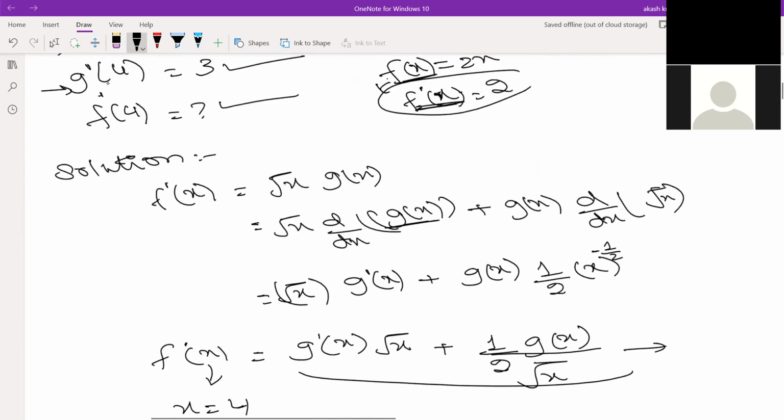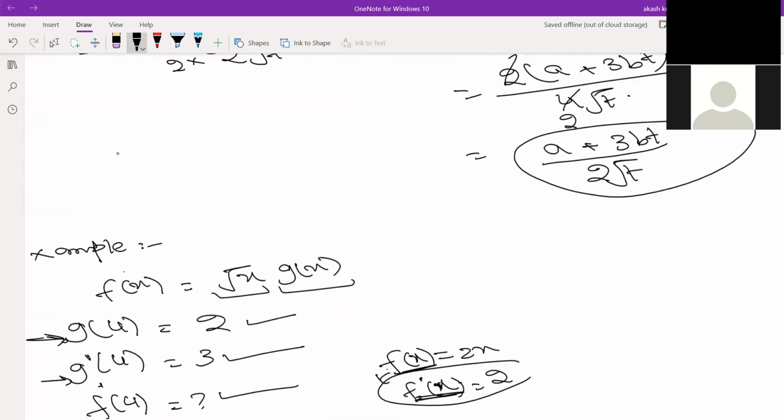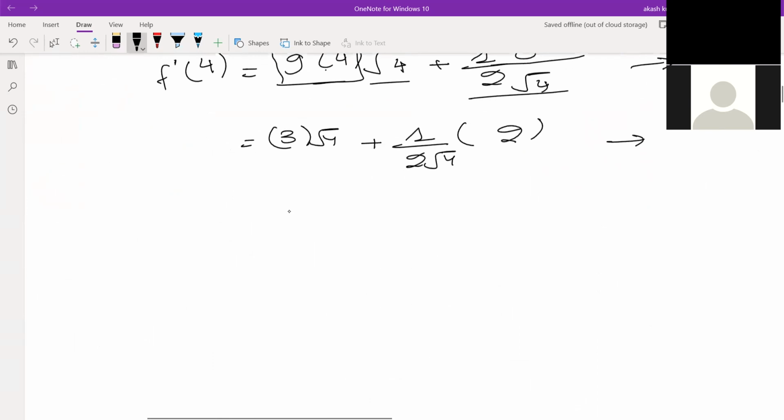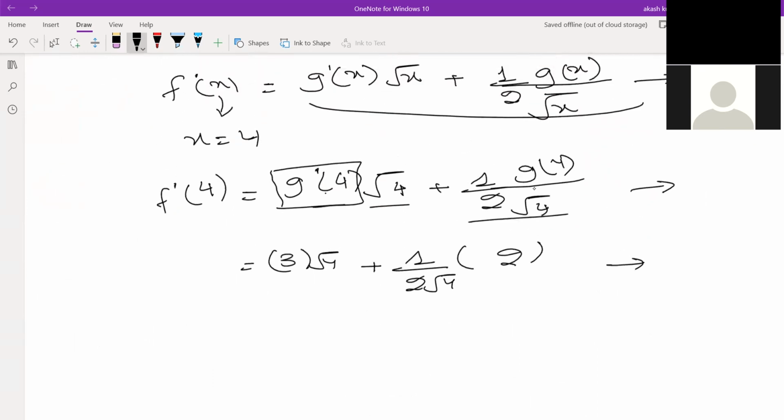Yeah, they have given us what g dash of 4 is, because they haven't given us information about g of x. We don't know what the function is. Is it 2x? Is it x squared? It can be any function. So they have not given us any information. They have given us g of 4 and g dash of 4, and we know their values are 2 and 3. So g of 4 is 2. We just substituted g of 4 is 2 and g dash of 4 is 3, sorry. Is it clear? Yes.